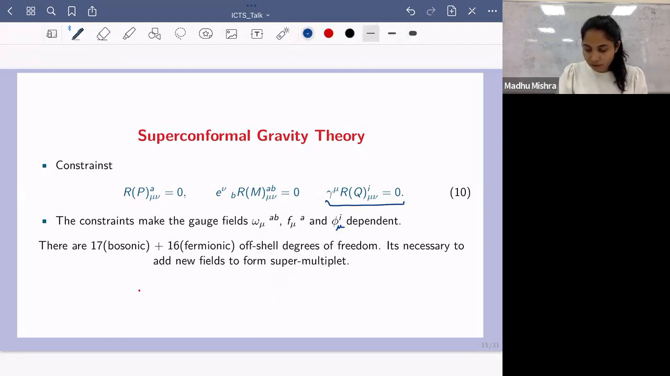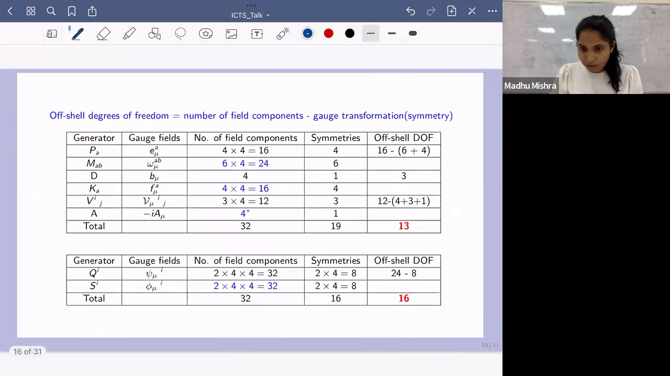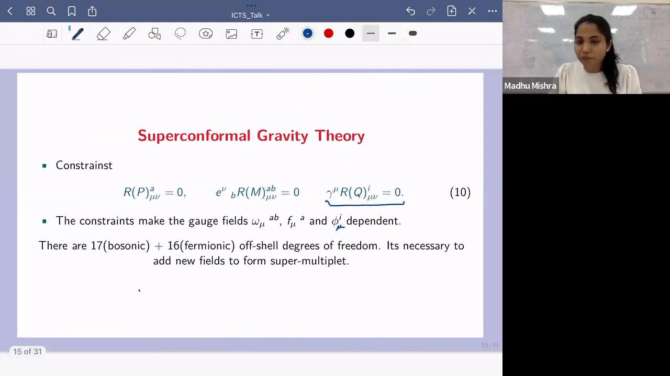And once we calculate the degrees of freedom, this is the counting of the offshell degrees of freedom for all the fields. We will see that the bosonic and fermionic degrees of freedom will not match. Hence, we have to add some new fields such that they form a super multiplet. So for a supergravity theory, we should have an equal number of bosonic and fermionic degrees of freedom.